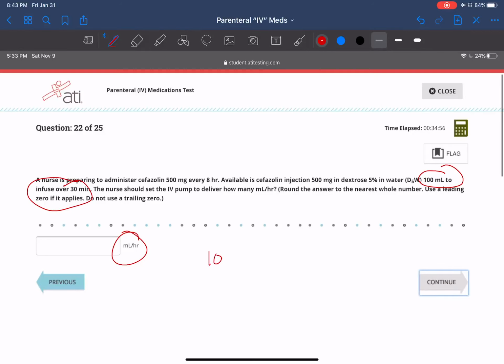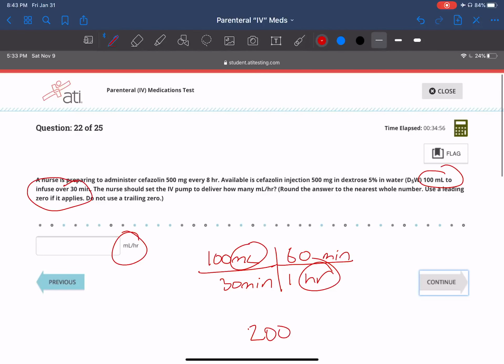So we have 100 ml per 30 minutes. We have minutes on the bottom, so we need minutes on the top. We know 60 minutes is equivalent to 1 hour. So now we have ml over hour. So let's multiply: 100 times 60 divided by 30 divided by 1. And that equals 200. And that's the answer.